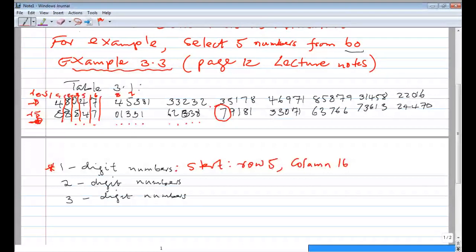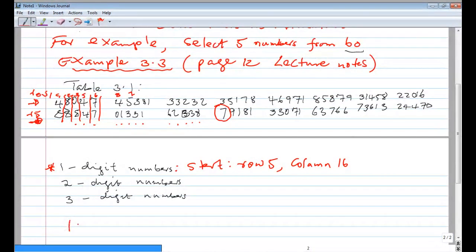The starting point, because we are using one digit number, the first digit number that we are going to consider is 7, because it's in row 1, column 16. That is our starting point. Are we together? So that means for one digit number, we're using the one digit number. Sorry. The first value is 7. Okay? The second one is what?